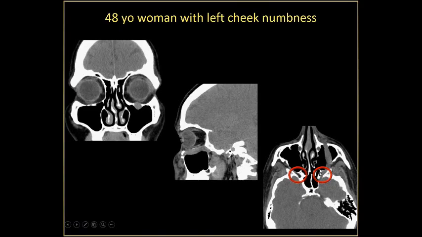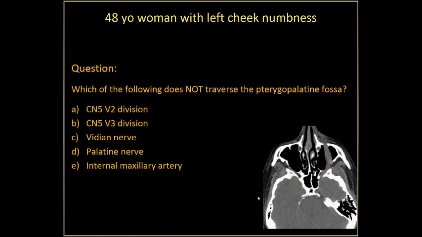And so the absence of fat or the effacement of fat in the pterygopalatine fossa indicates that this lesion extends to the pterygopalatine fossa, and we can see it here also on the sagittal image. Now, the pterygopalatine fossa is known as the crossroads of the face because we have nerves and vessels traversing it, and for residents, it's complicated to understand what goes through it and what comes out of it. So let's take a moment to review the pterygopalatine fossa.